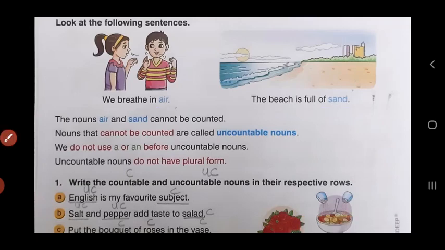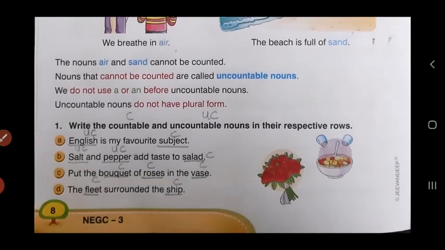Now that you know countable and uncountable nouns, let us start the exercise. Write the countable and uncountable nouns in their respective rows. For countable, we will write C on the noun, and for uncountable, we will write UC on the noun. Let's start with number 1. English is my favorite subject.